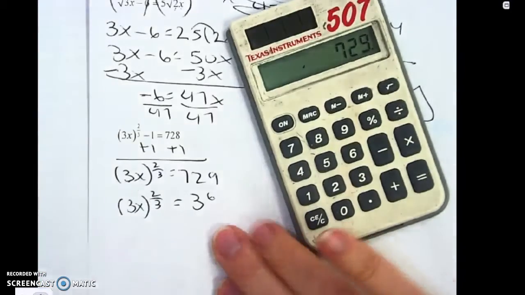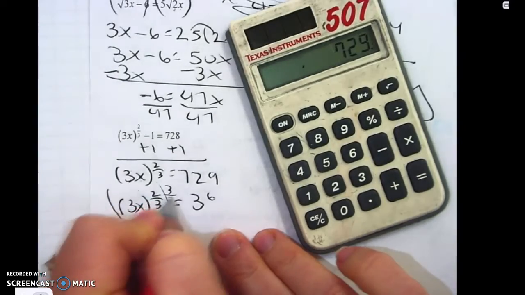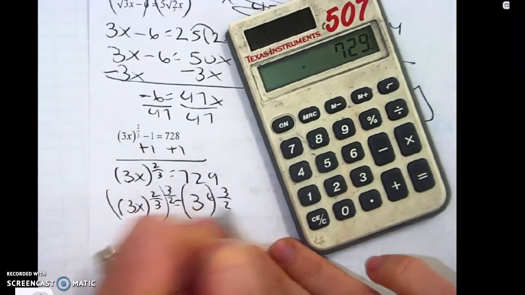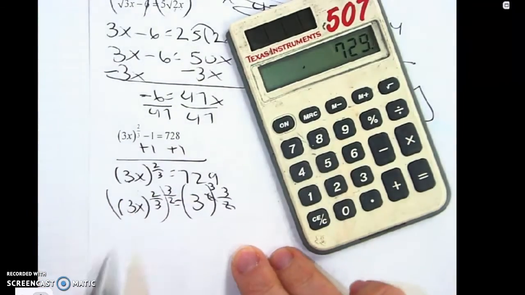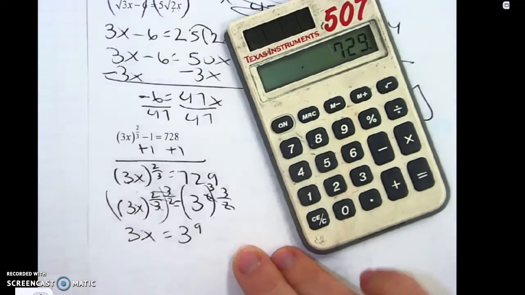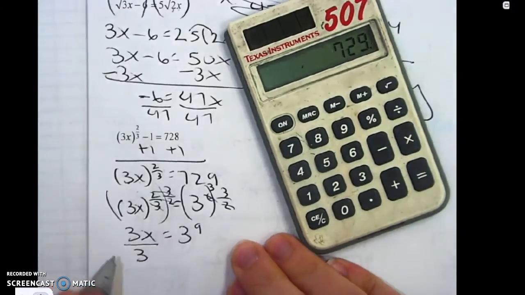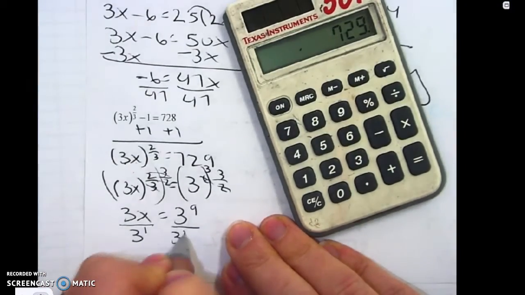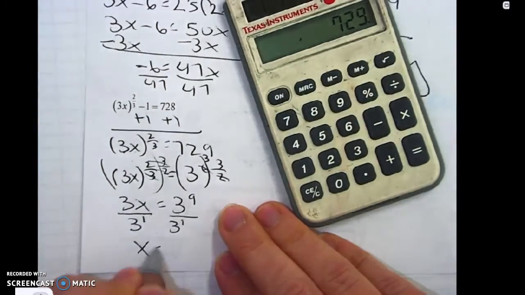So how do I get rid of a fraction? I multiply by the reciprocal. Same thing here. 3. That's gone. 3x equals 3 to the 9th. But then you're dividing by 3, which is like 3 to the 1st. And now you're left with 3 to the 8th.